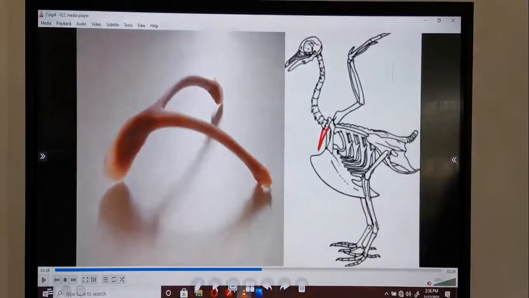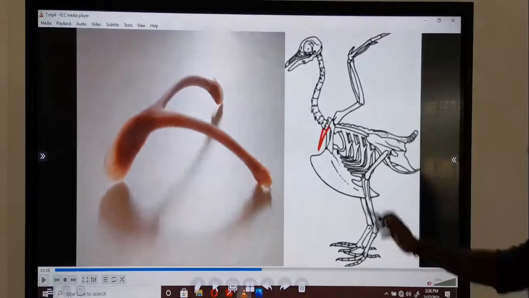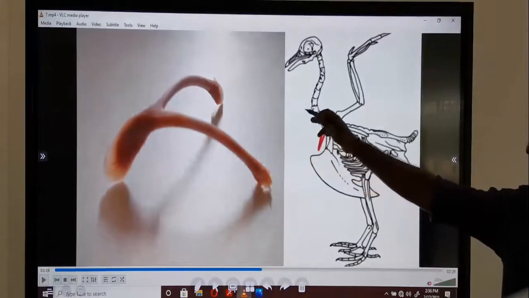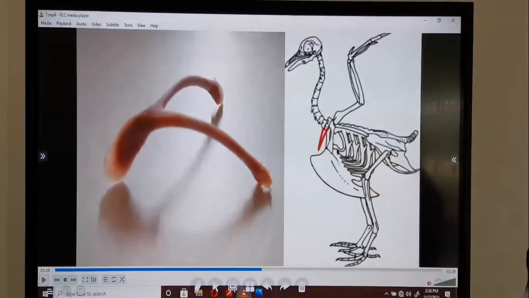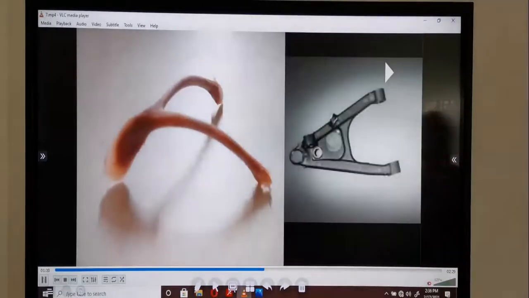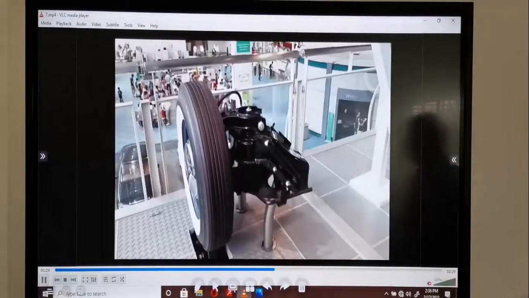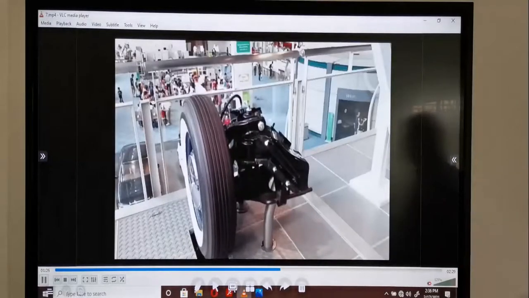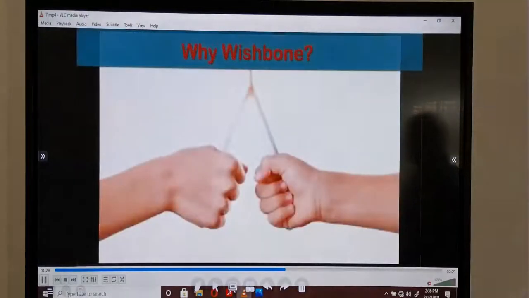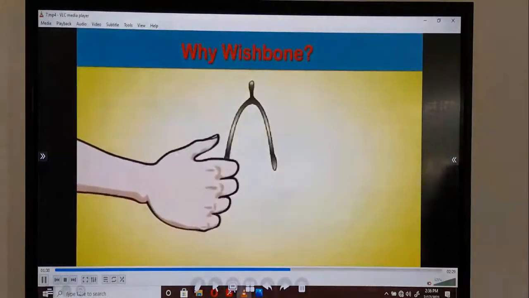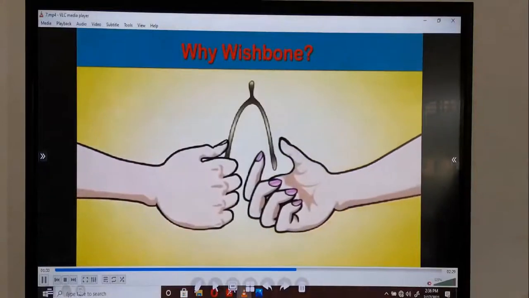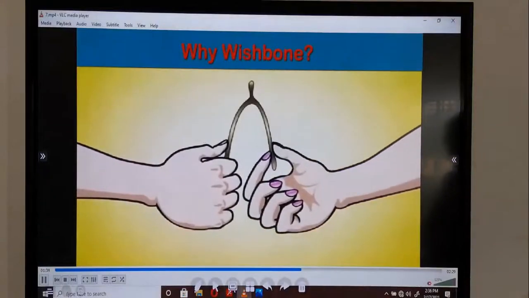Why the wishbone arms? This is the wishbone arm of this bird. Why did the name come? Wishbone. This name came from the bird. So this is the wishbone type suspension. Now you can see, why wishbone? When you break the wishbone, what will happen? Where does it break?